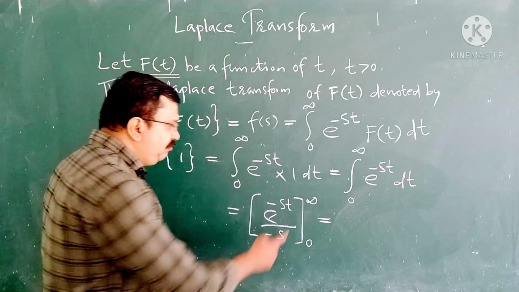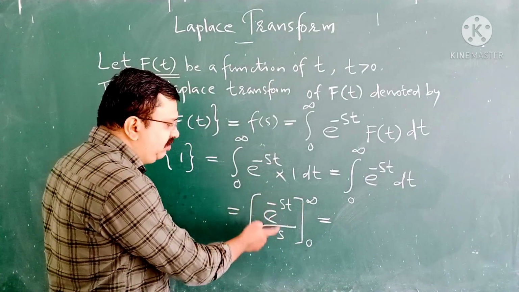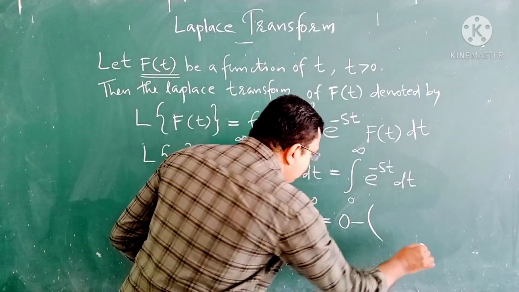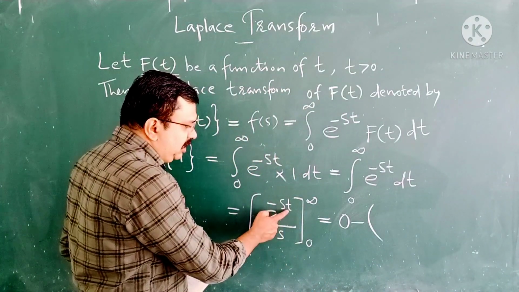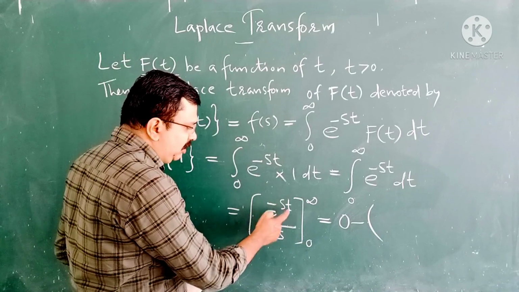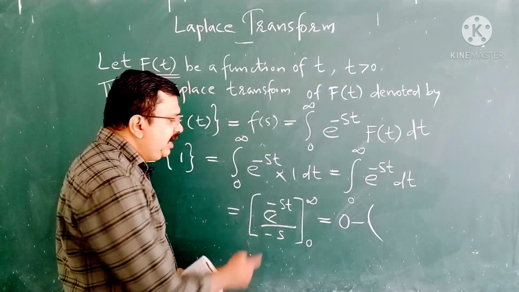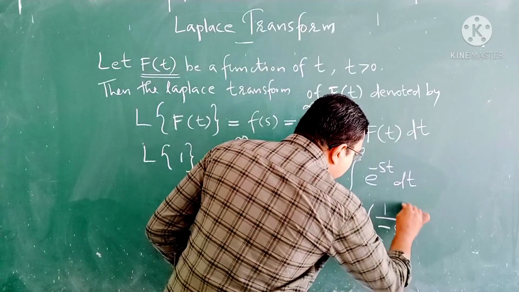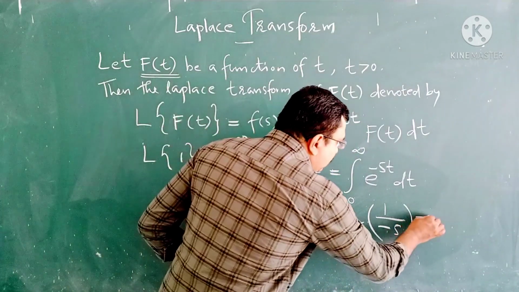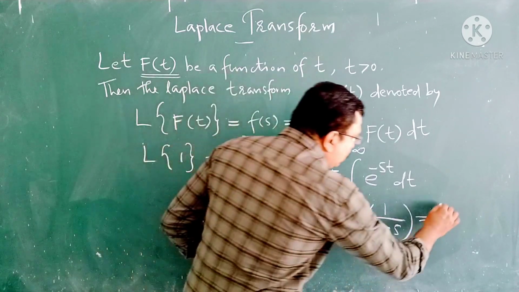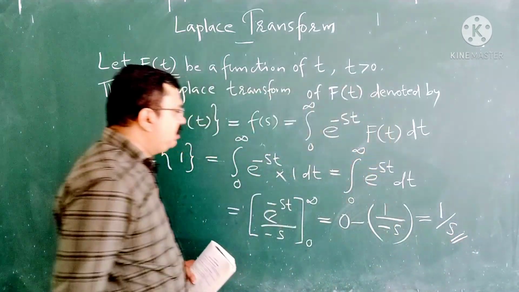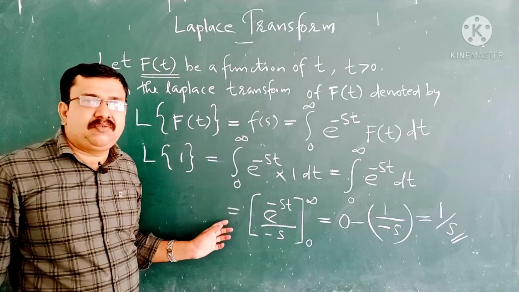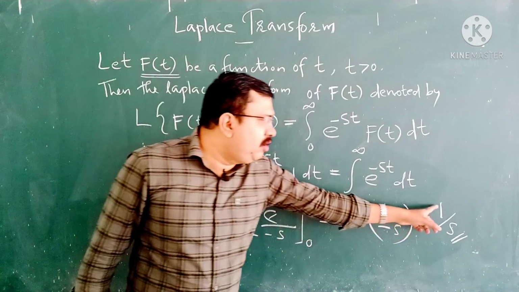Therefore, when we apply infinity to this function, e^(-infinity) by minus s, that term is 0. Zero minus, next, t is replaced by 0, then e^(-0) by minus s; e^0 is 1, therefore it becomes 1 by minus s. Therefore the final answer, minus into minus is plus, is 1 by s. Remember that L{1} equals 1/s. Using Laplace transform, we find L{1} equal to 1/s.